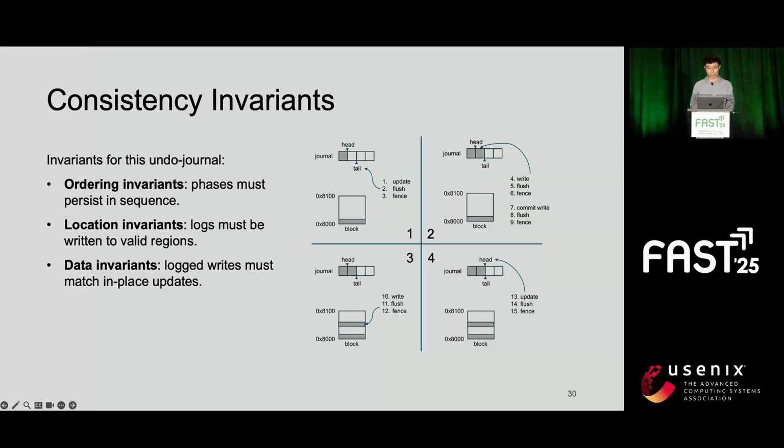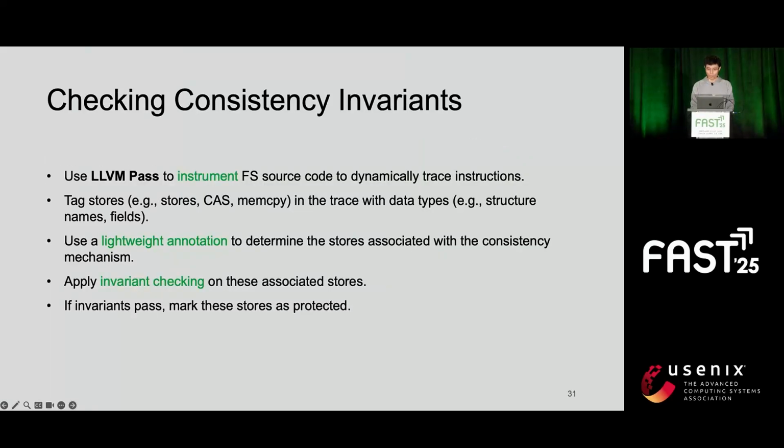CLOE will check stores based on these invariants and report warnings if any checks fail. Due to a time limit, we briefly describe how to check consistency invariants. The steps are: first, we use LLVM passes to instrument the file system source code so that we can dynamically trace instructions, and we support fine-grained tracing. We can see any instructions there.